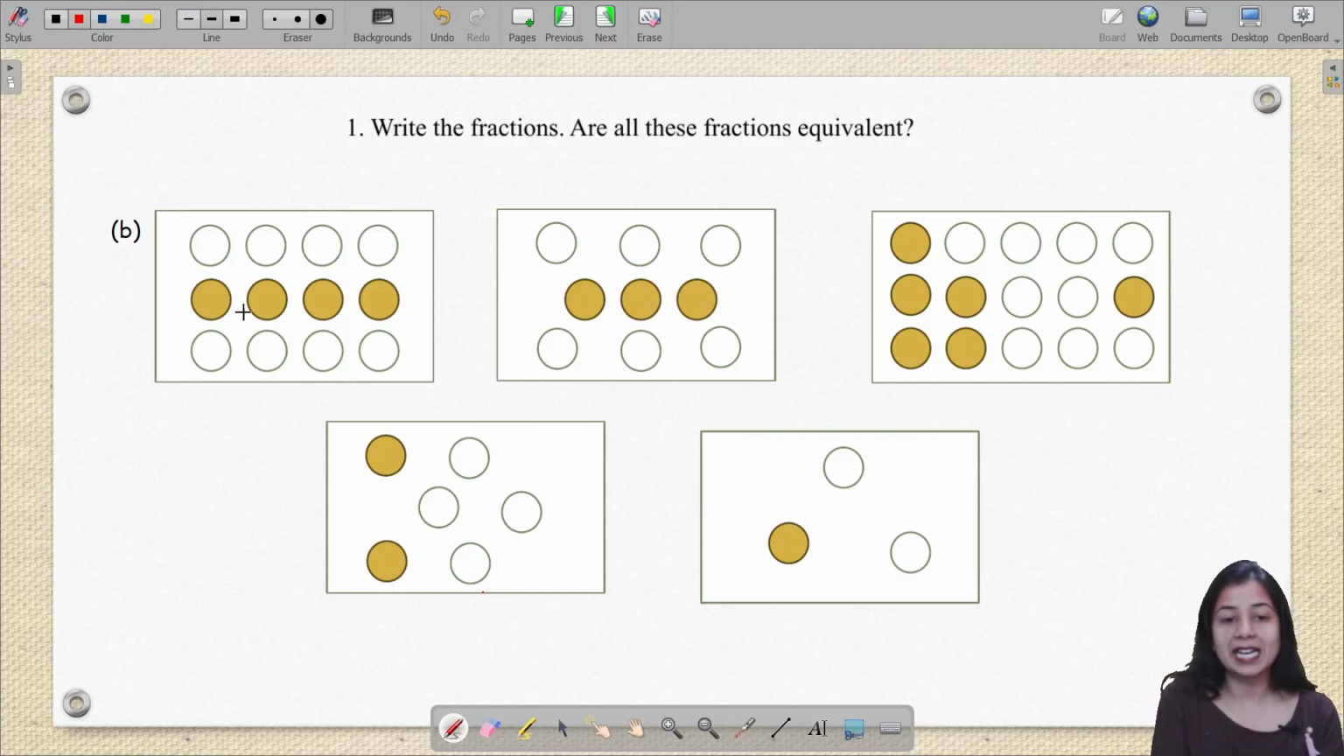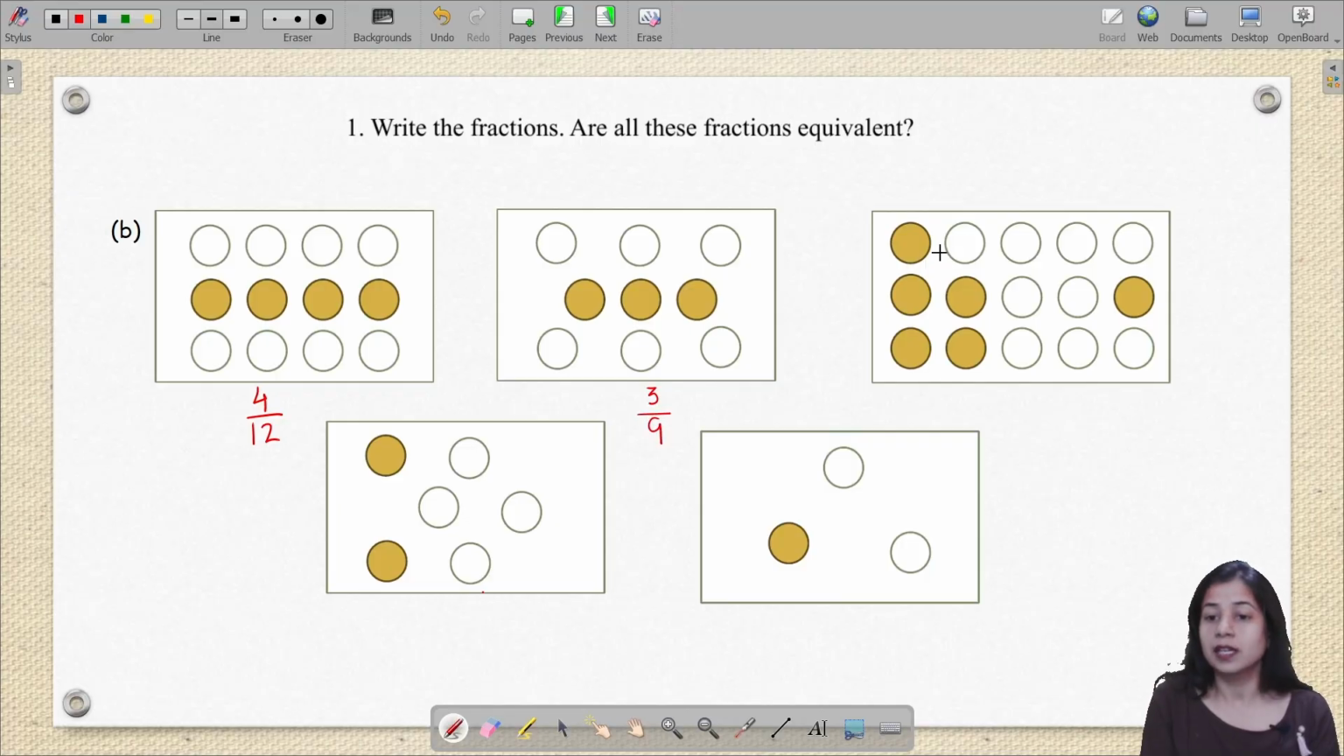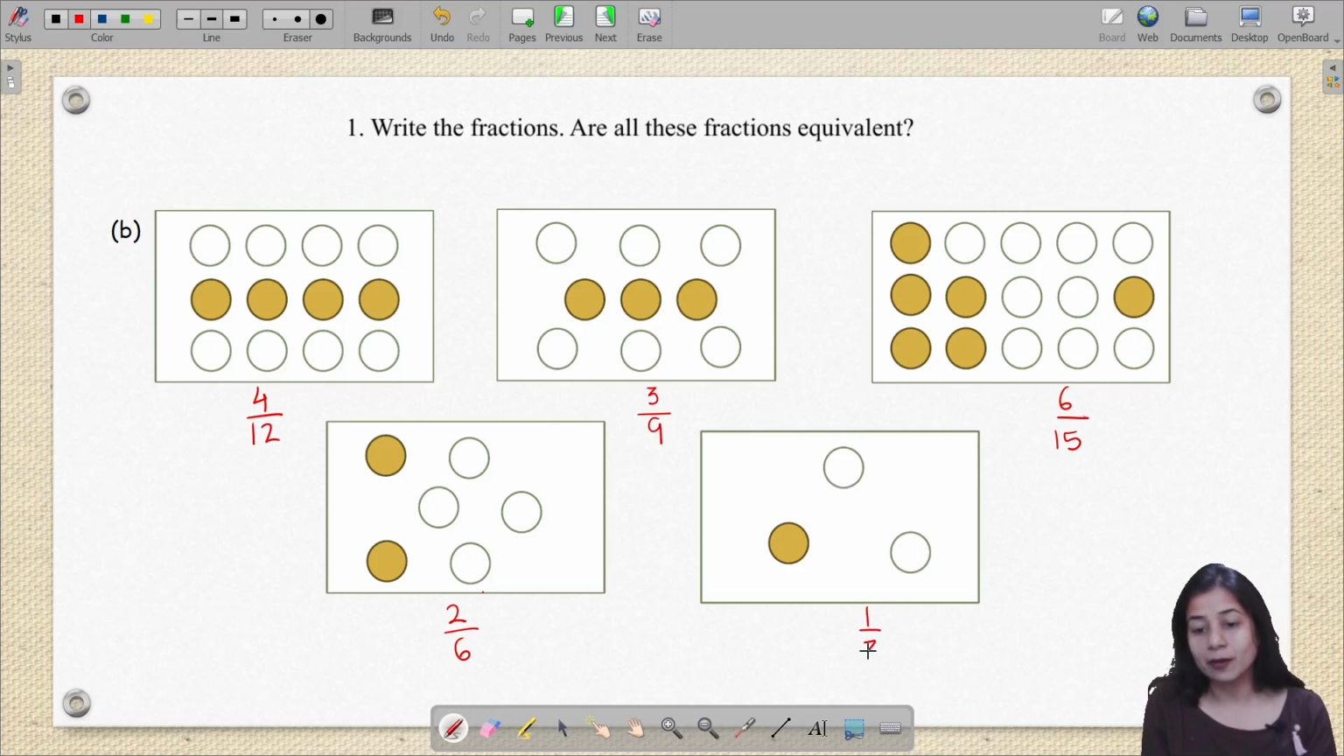So in the first rectangle, we can see 4 circles are shaded out of a total of 12 circles. Then 3 are shaded out of 9 circles. Then 6 are shaded out of 3 into 4, 15 circles. Then 2 are shaded out of 6 circles. Then 1 is shaded out of 3 circles. Now, to check whether they are equivalent or not, I'm going to simplify them.